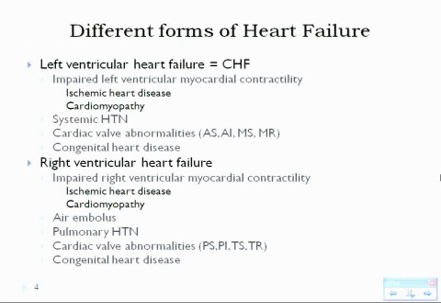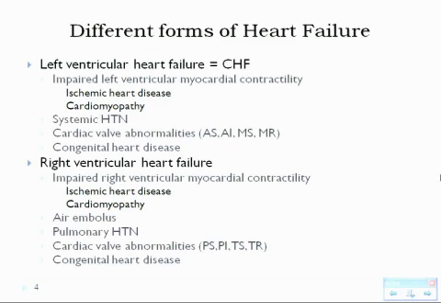When you have isolated right ventricular heart failure, it's because of impaired right ventricular myocardial contractility. It could be from ischemia, like from RCA disease. It could also be from cardiomyopathies, although most cardiomyopathies tend to be non-selective in the sense that they attack both ventricles at the same time. You may also have an air embolus, which can cause right ventricular failure because the air lodges in the right ventricle and cannot escape. As a consequence, the right side of the heart fails, and the left side fails as a consequence, but this person develops dry lungs.